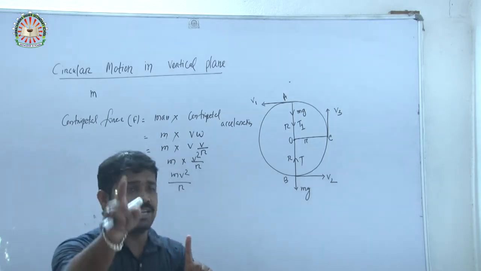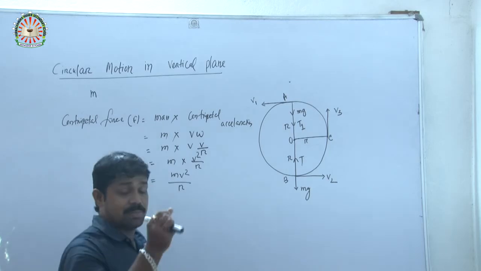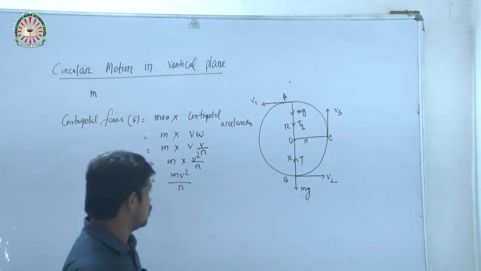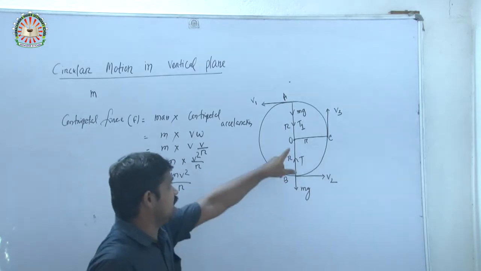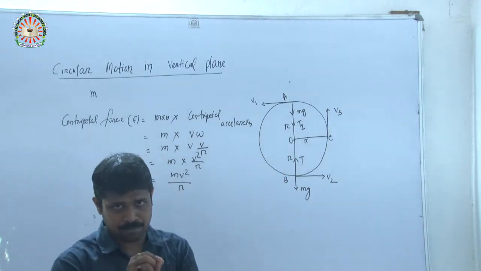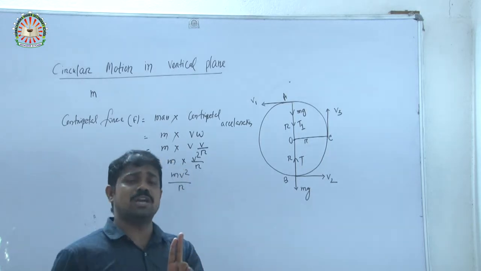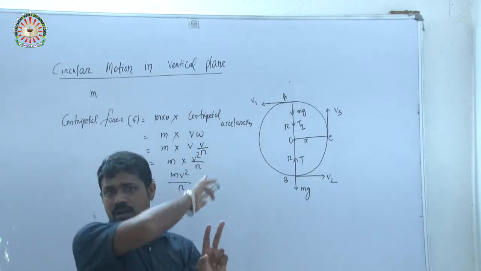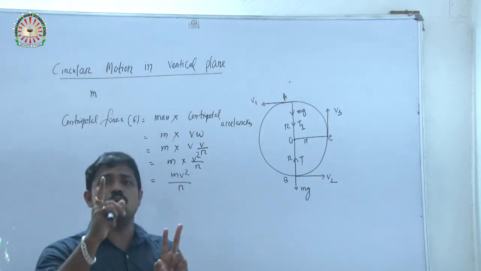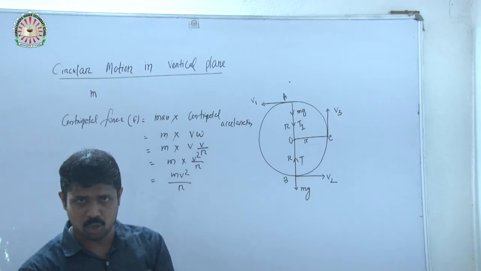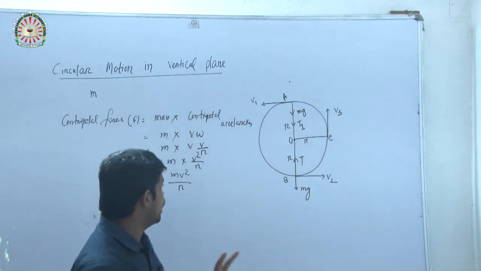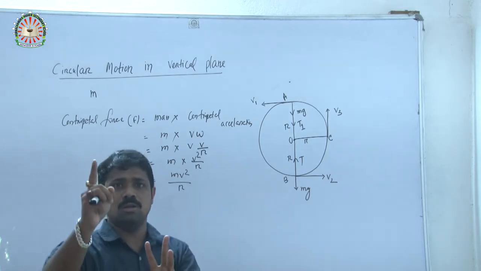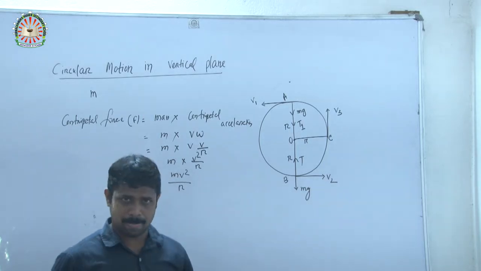Number 1 point, the centripetal force. Okay, let us know about the important points about the centripetal force. So centripetal force is always directed toward the center. Number 1. Number 2, due to the centripetal force, no work is done in circular motion. Number 2. Okay, then come to your number 3. If centripetal force is absent, then the object cannot continue its circular motion.